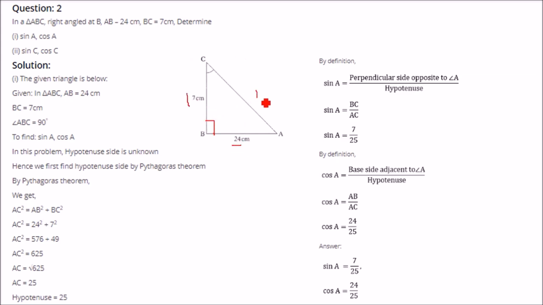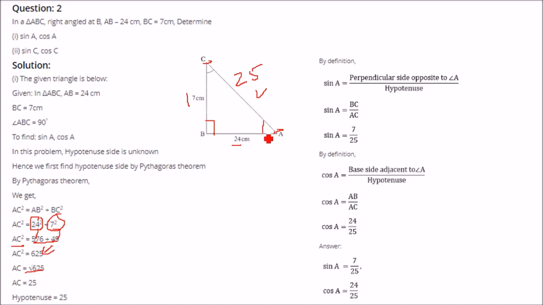First we have to find out this side, which is the hypotenuse. So how to find this? You know by Pythagoras theorem, 24 square plus 7 square will be equal to this AC square. 24 square is 576, 7 square is 49. So AC square will be, if you add this, 625. So AC will be under root 625, which is 25. So this is 25.